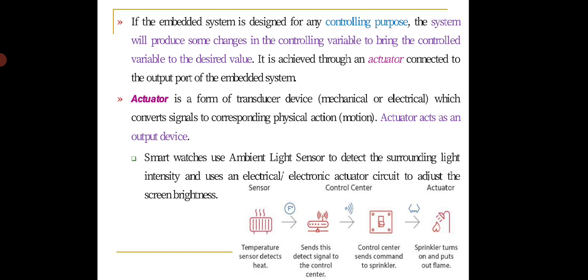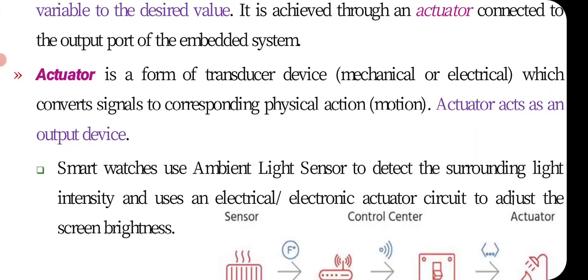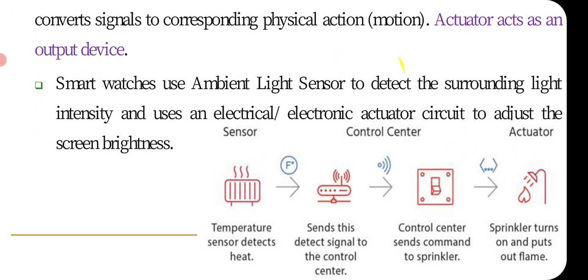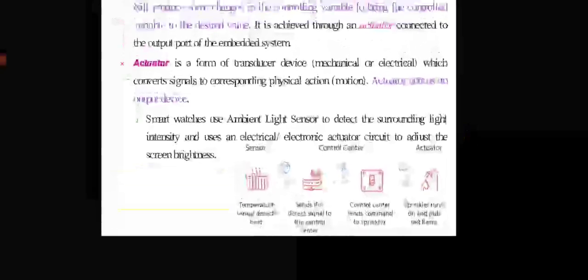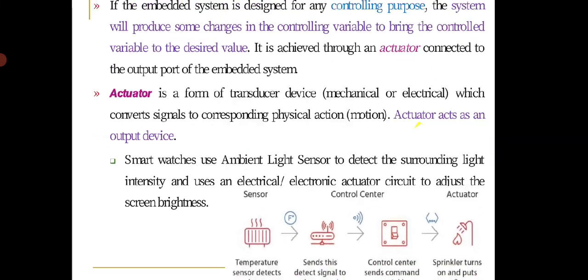A smartwatch uses light sensors to detect the surrounding light intensity, and uses an electrical actuator circuit to adjust the screen brightness. If you observe here, the temperature sensor detects heat, sends the detected signal to the control center, where the control center sends a command to the sprinkler. The sprinkler turns on and puts out the flame. So you can observe the actuators here.